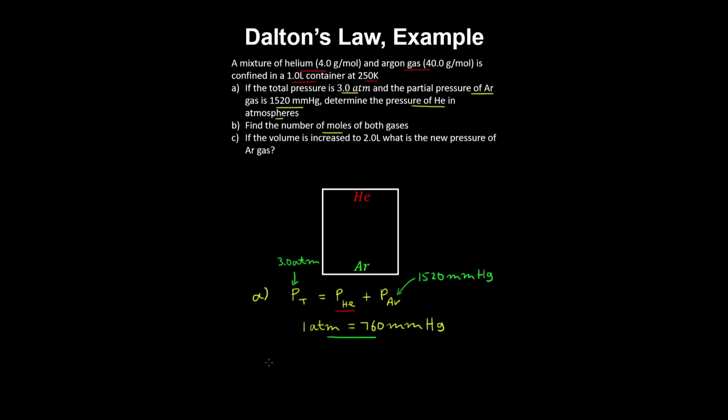Now find the number of moles of both gases. So we can do that by applying the ideal gas law to each individual gas. So we have the volume of the container, we have the temperature, and the ideal gas constant, and the partial pressure of each gas from part A. So therefore you can solve for the number of moles of each gas.